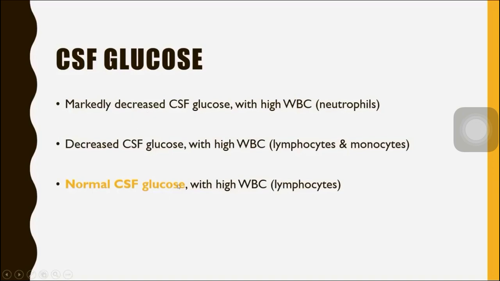Okay, so how will you differentiate the cause of the decreased CSF glucose? Okay, if there is markedly decreased CSF glucose with high WBC, specifically in presence of neutrophil, of course, neutrophil, it may indicate bacterial meningitis. How about for decreased CSF glucose with high WBC, specifically in lymphocytes natin or monocyte? Okay, it can either be tubercular or fungal. How about if normal yung CSF glucose with high WBC, lymphocytes yung predominant? Okay, it indicates viral meningitis.